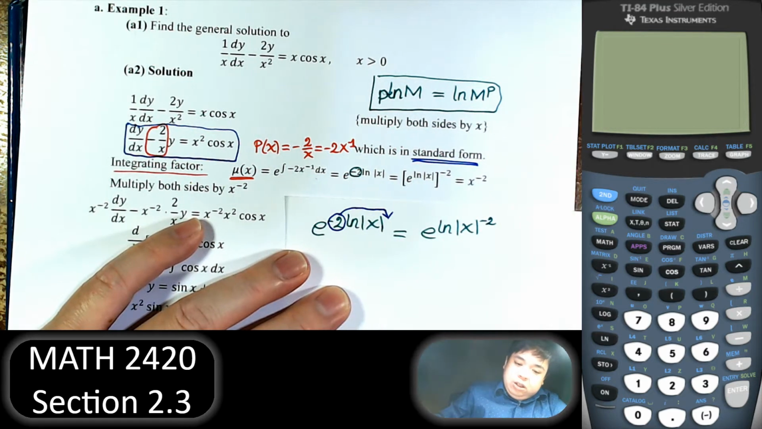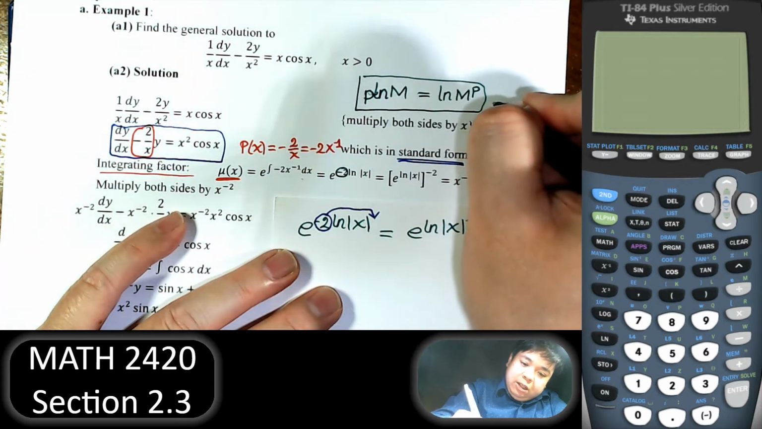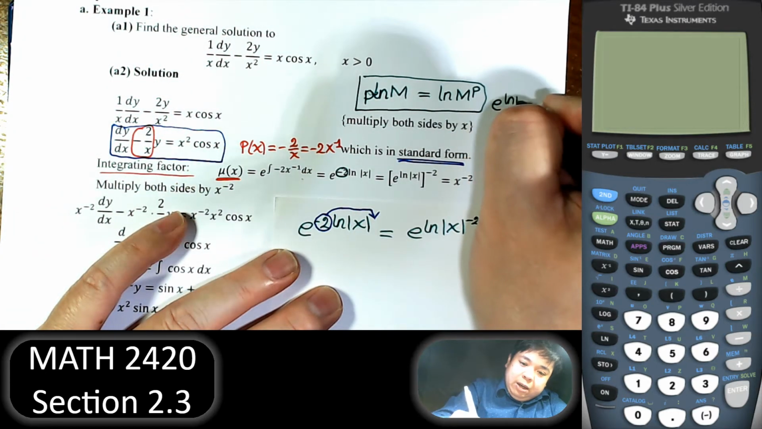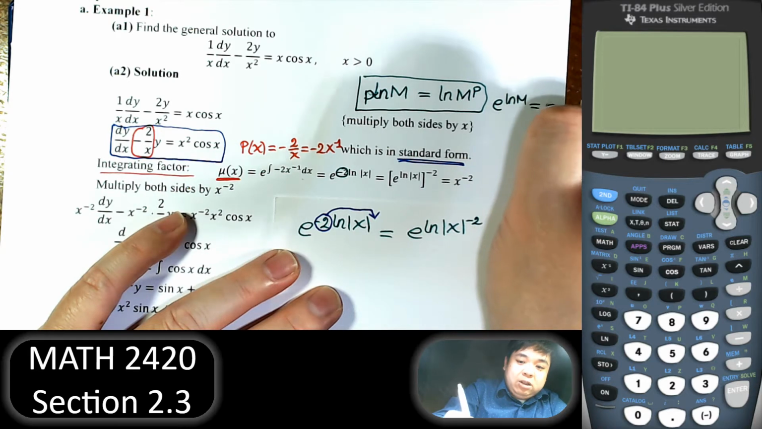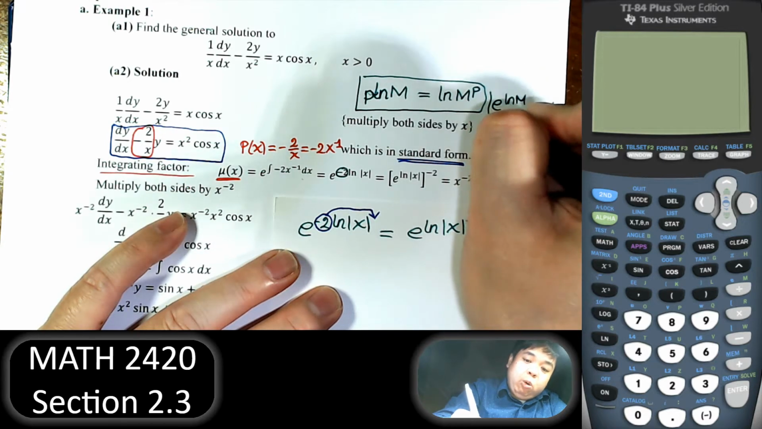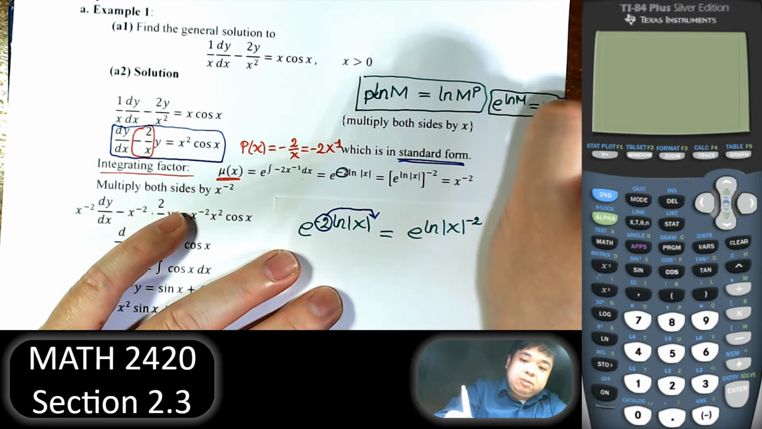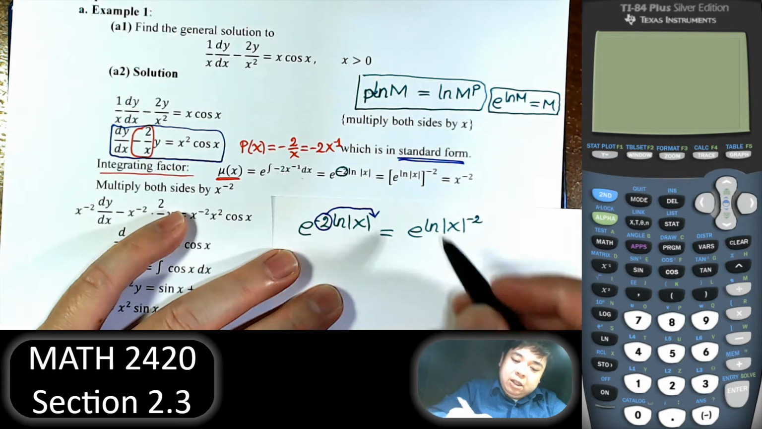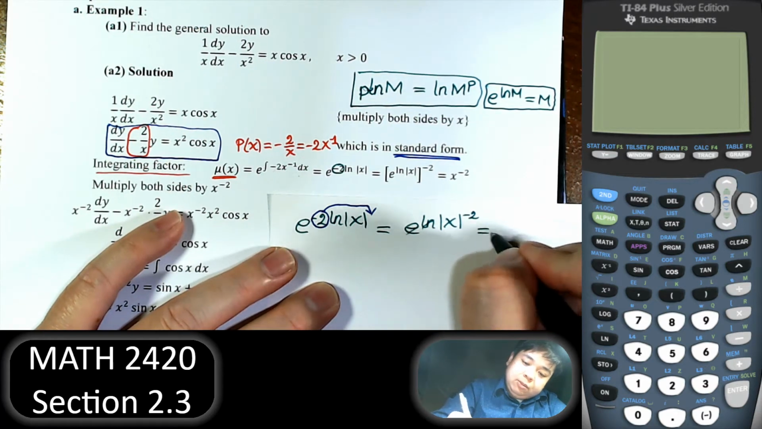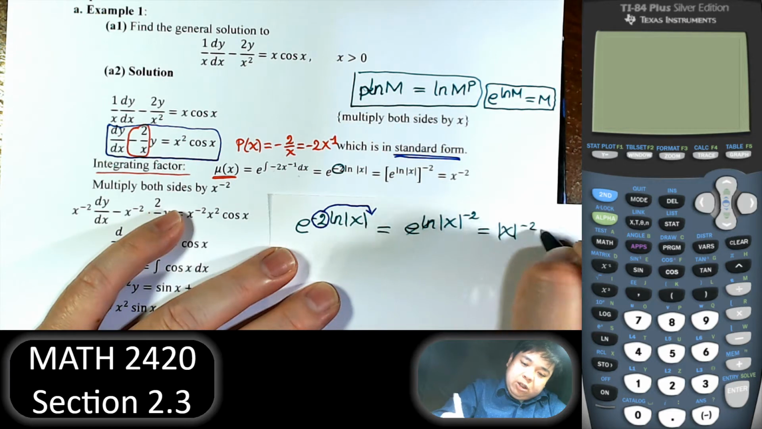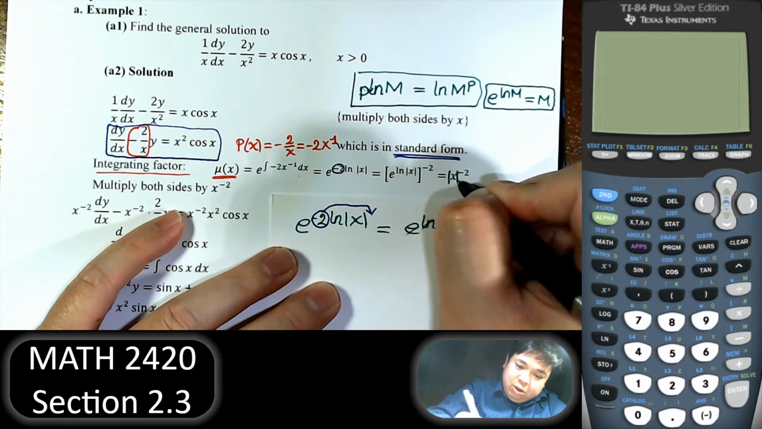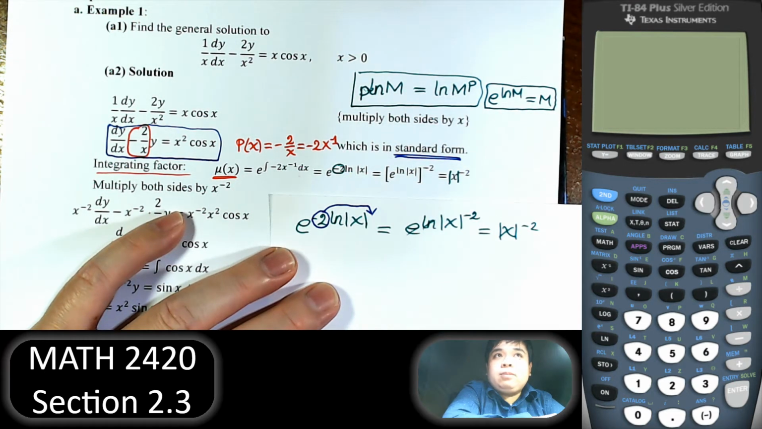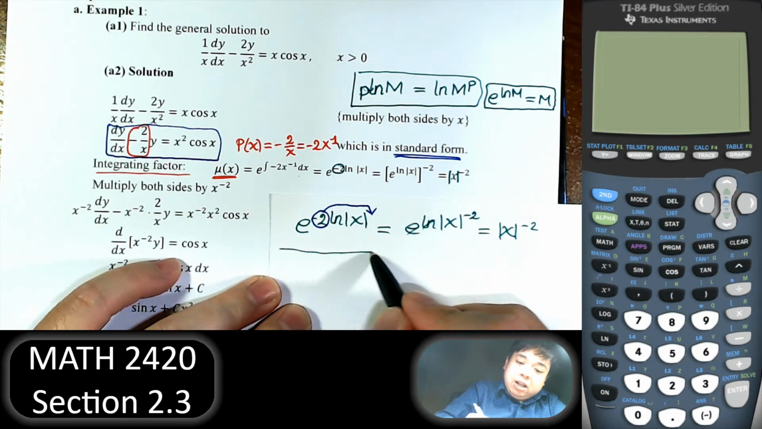And then we use another property of e to the ln of m. E and ln cancel out, equal to m. I think we wrote this in the previous section, but we use those two properties. This cancels out, and we end up with x to the -2. Yeah, there's absolute value there. So that's one way to think about that.